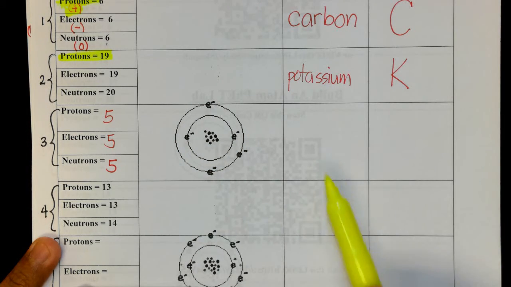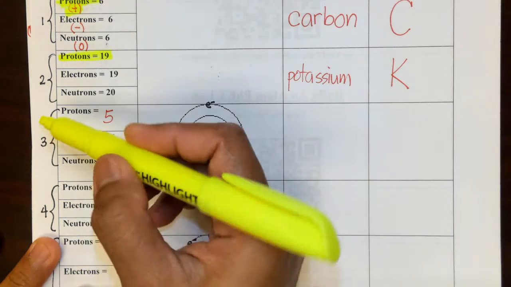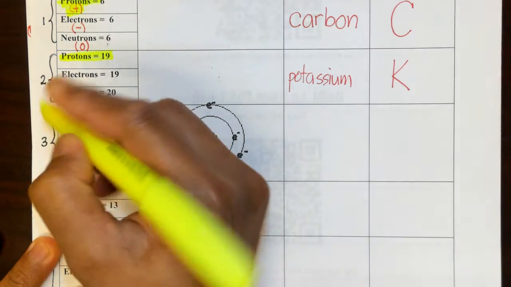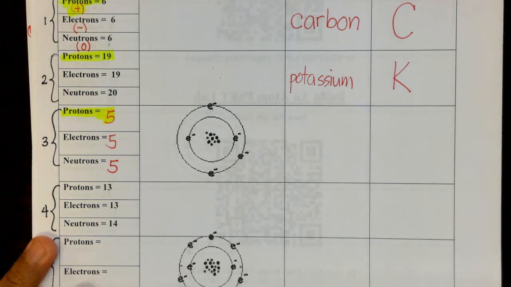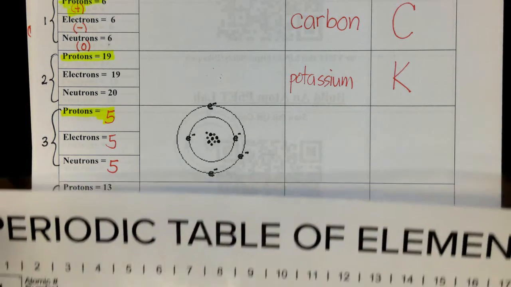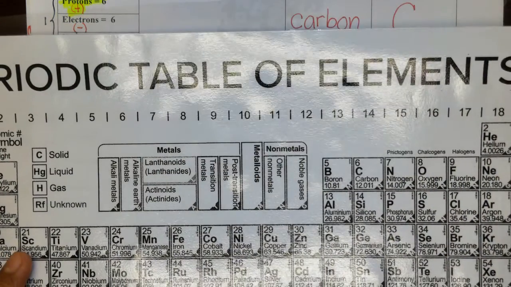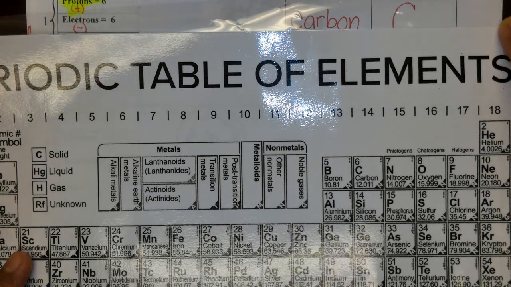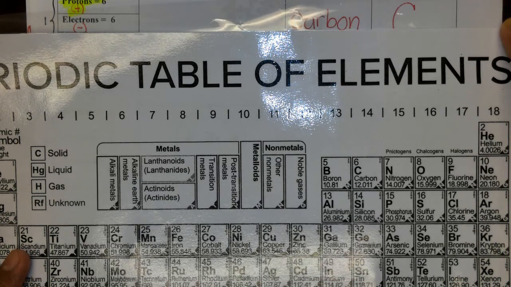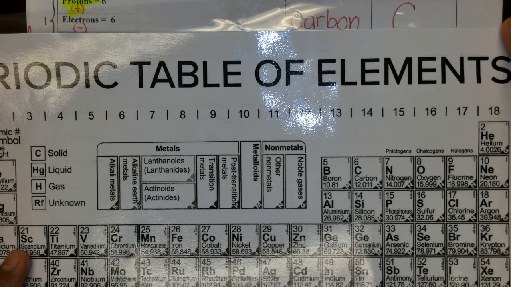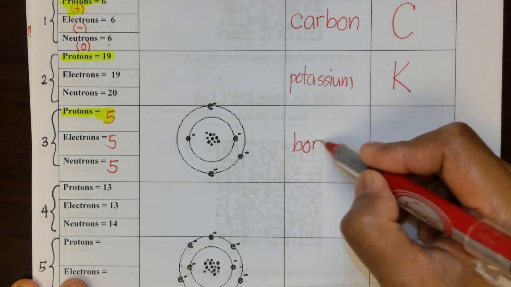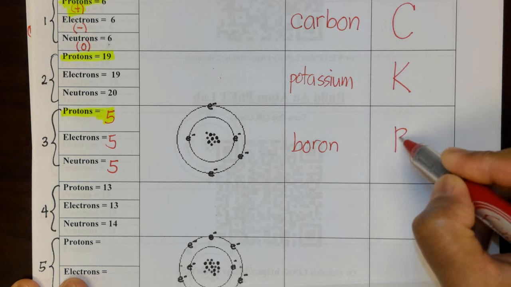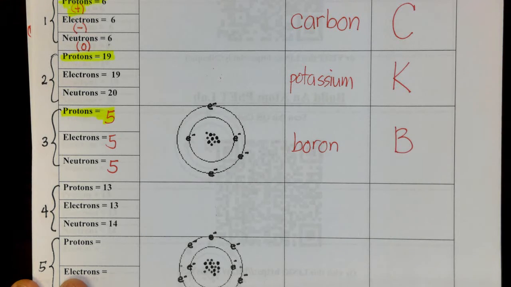And then because I want to know the name and the symbol, I focus on looking at the number of protons, which is 5. So I go to the periodic table. What element has an atomic number of 5? Boron. So that will be boron right there, and that is capital letter B.